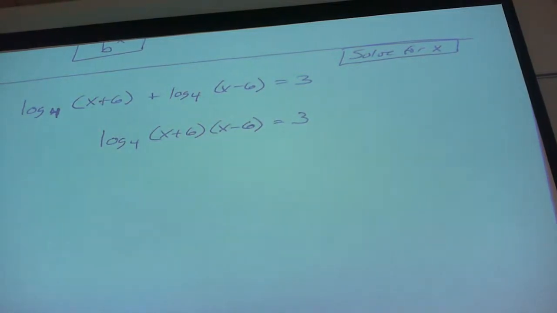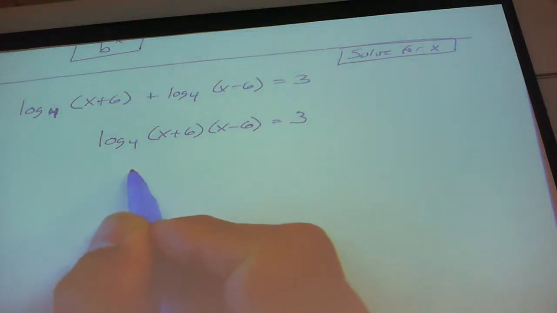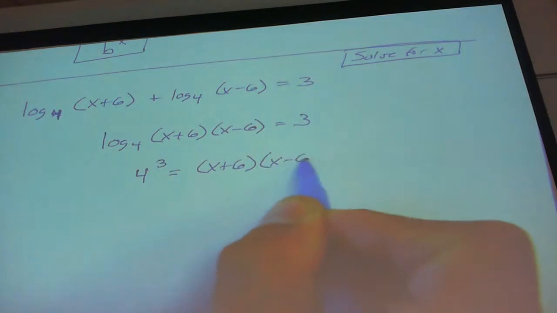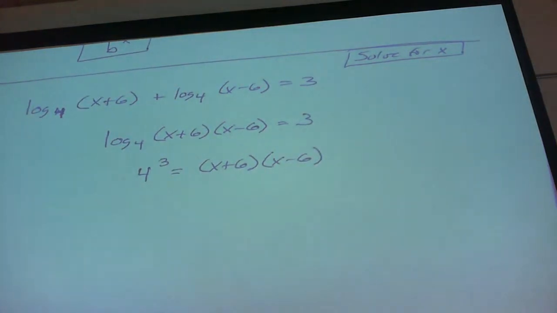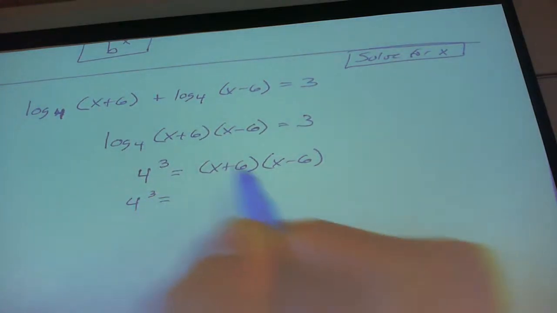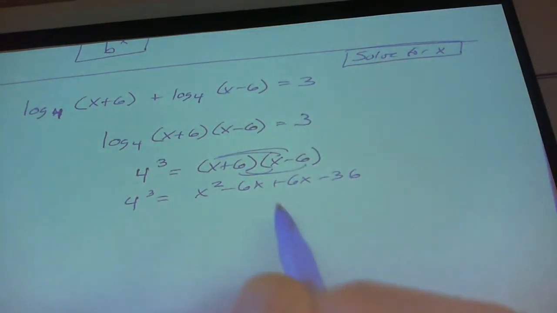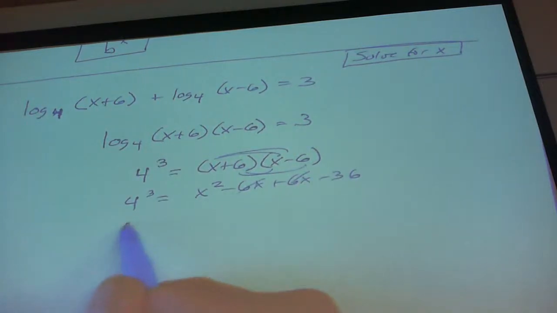Okay? Now, the problem with solving these is we don't really know our logs very well or where the keys are and all the options we have. So let's convert this to an exponent. If I convert this to an exponent, this will be what? 4 to the third equals x plus 6 times x minus 6. So again, trying to solve a log problem, let's get there. Now, if I clean this up, which all of us are good at, x times x is x squared minus 6x plus 6x minus 36. 4 to the third is 64.